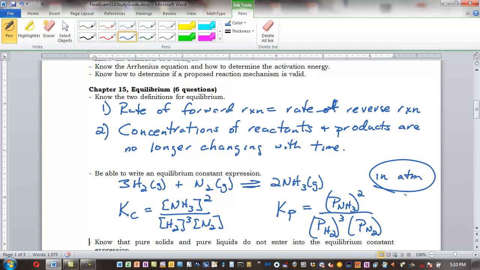Yes, only when it involves gases, right? Like solids and liquids. Yeah, so the next statement, which is kind of scrolled off the bottom of the screen, says make sure that you know that pure solids and pure liquids do not enter into the expression. But gases and also aqueous components do. We didn't have aqueous things in this chapter, but when we got to acids and bases, those are all aqueous solutions. Solubility reactions are all aqueous solutions.